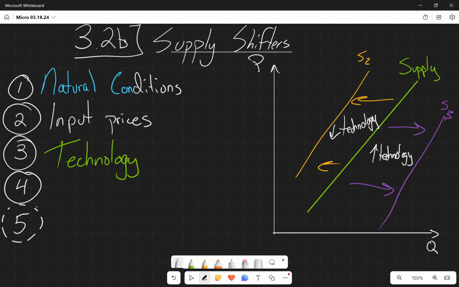All right, our fifth factor, speaking of that, dovetailing quite nicely, is our government policies.